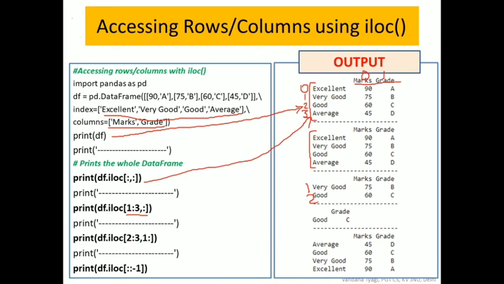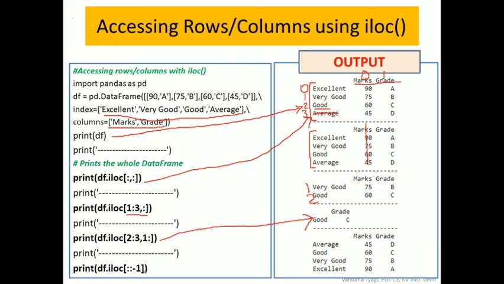Okay, now coming to the next, 2:3. 2:3 means the stop value is not included, so 3 is not included here. We only talk about 2. From this we are getting the output good, and we have written 1:. So 1: means you are not considering the 0th column. This 0th column is also not being considered, and that is why we only have the grade column. So good C is my output.